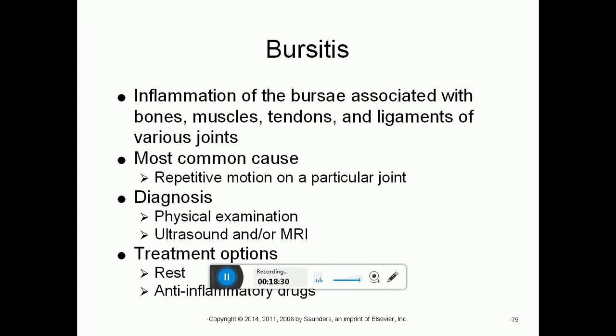For treatment options, we ask the patient to rest the joint and give them anti-inflammatory medications. If that doesn't help, we can inject the bursa with cortisone.